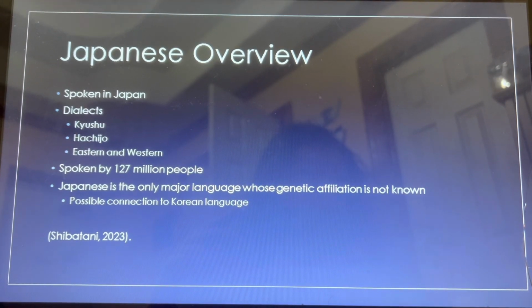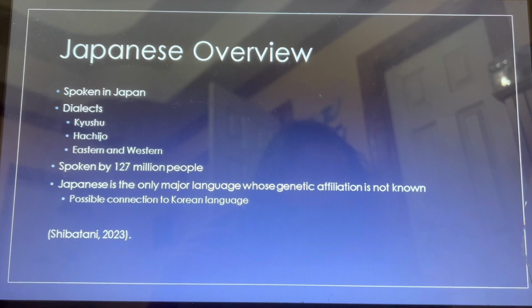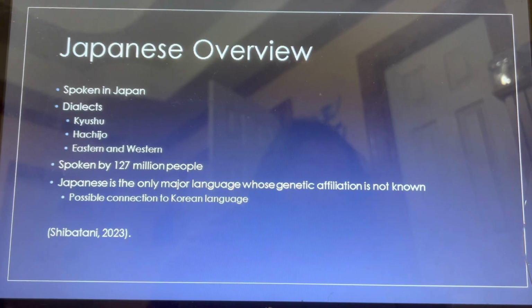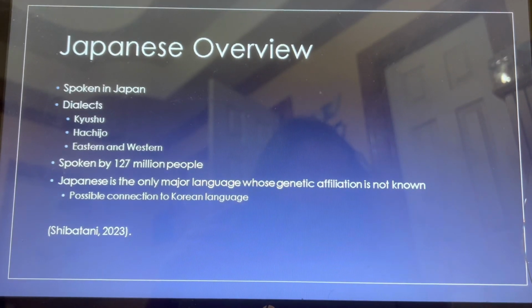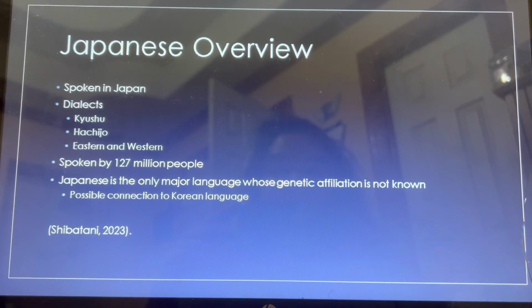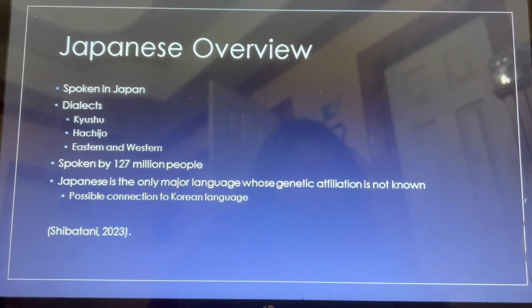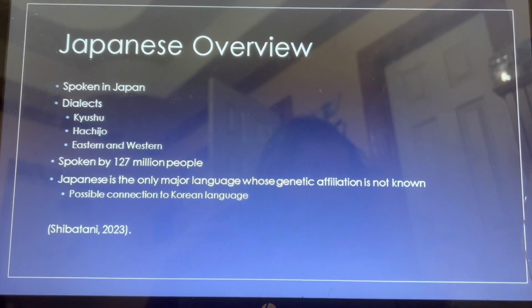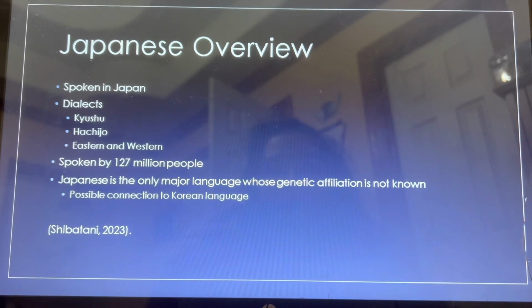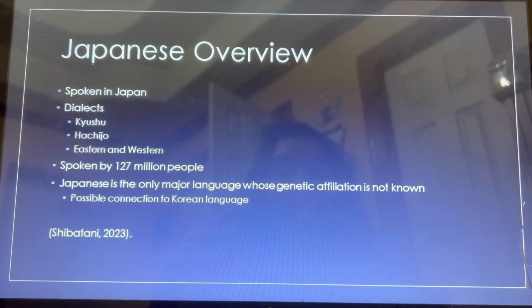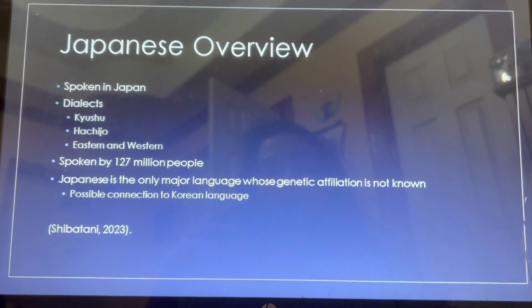All right, so the Japanese language has several different dialects that are, of course, based on where that person is from. Some dialects could include Kyushu, Haicho, and then there's a couple of Eastern and Western dialects as well. And these dialects are said to be so different that people from the West can't even understand Japanese citizens that are from the North.